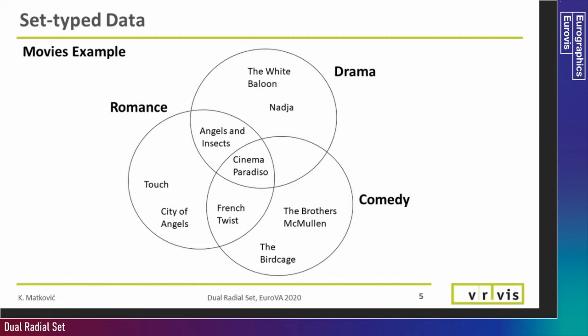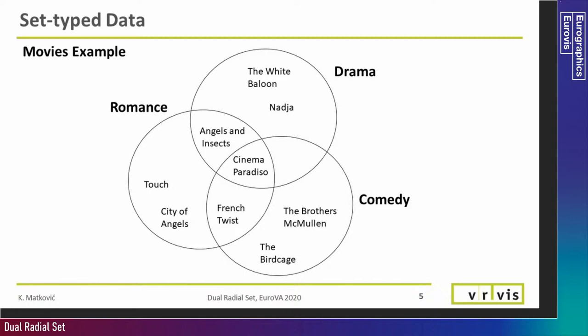So we can see, for example, that some movies are drama only, like The White Balloon or Nadia. Some of them are comedy only, like The Birdcage. Some of them are comedy and romance, like French Twist, and some of them are romance, drama, and comedy, like Cinema Paradiso. In this way, we can easily see the genres of individual movies.